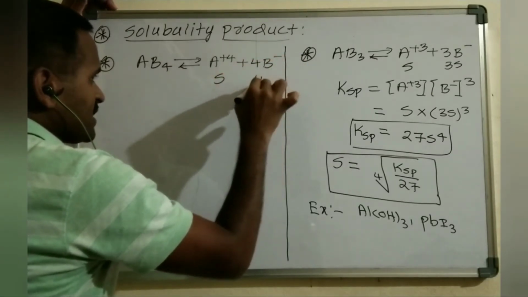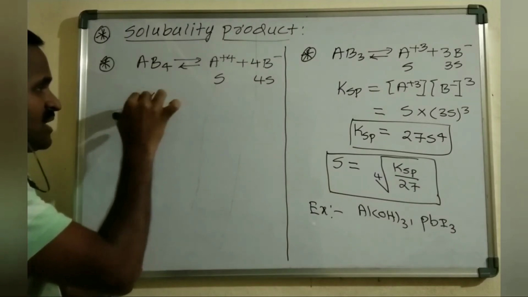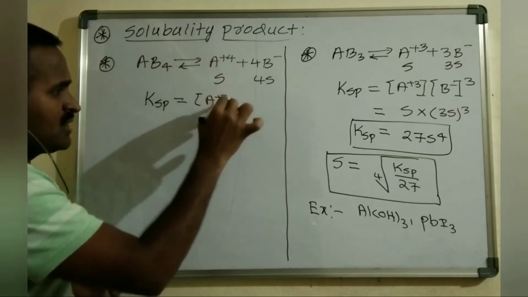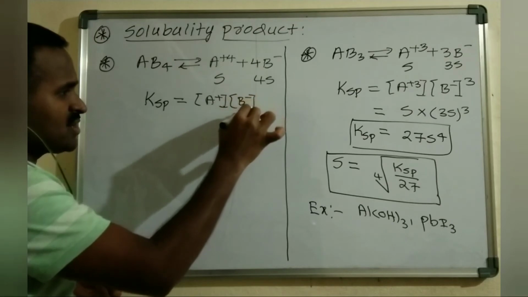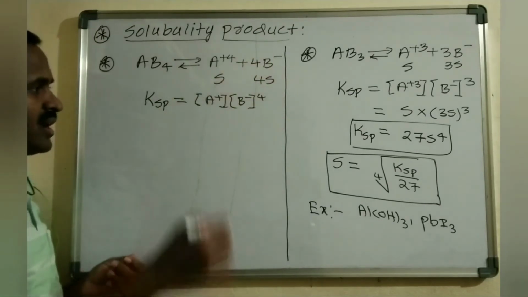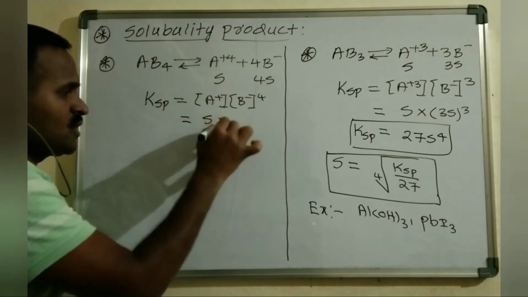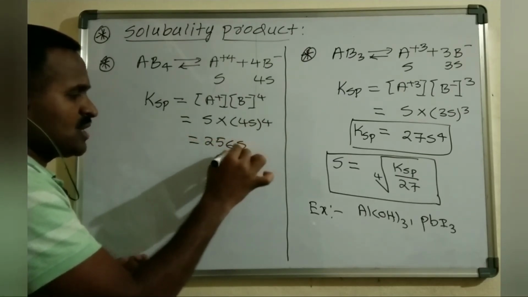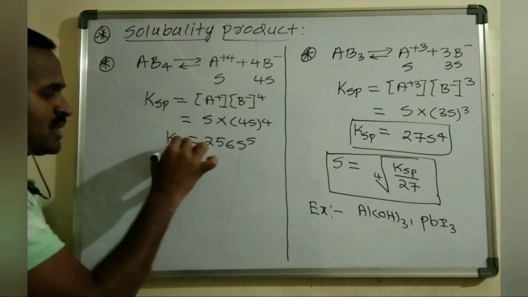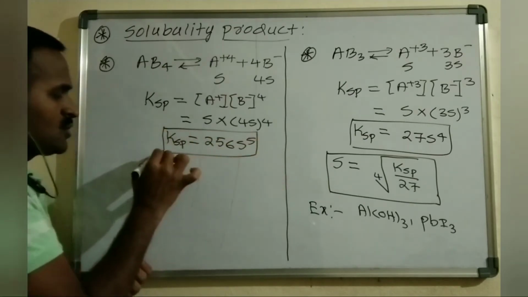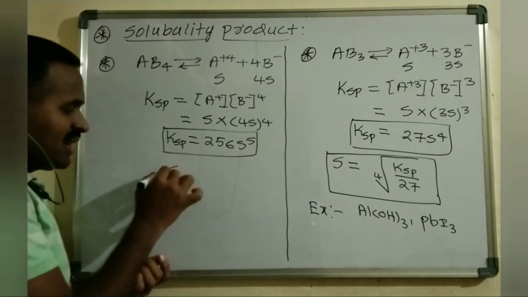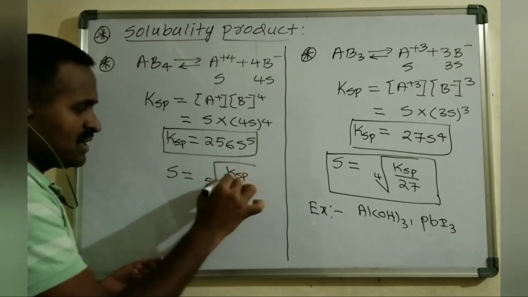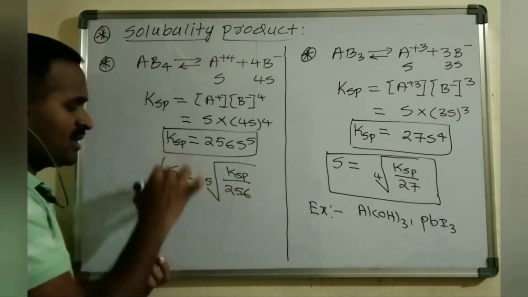This is solubility S, and this is 4S, and its solubility product KSP equals the A plus ion concentration into the B minus ion concentration whole power 4. The stoichiometric coefficient will be raised to the power, so I can write S into 4S whole power 4. That means you will get 256 S power 5 as the solubility product KSP. Here KSP equals 256 S power 5. Even the solubility S equals the fifth root of KSP divided by 256.